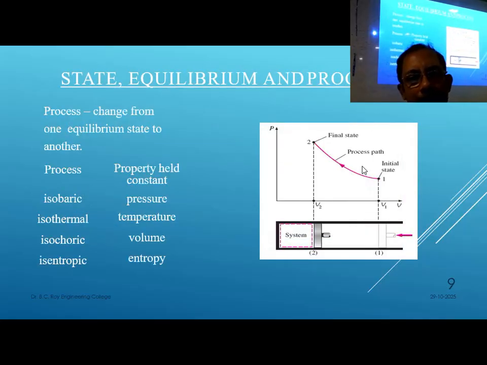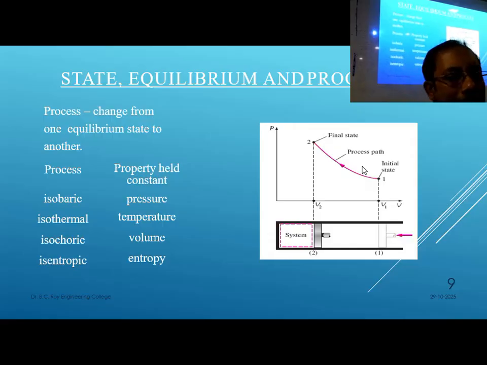So now, the next topic: different types of processes. Isobaric, isothermal, isochoric, isentropic. Isobaric means throughout the process the pressure is constant. Isothermal, temperature constant. Isochoric, volume constant. Isentropic, entropy constant. Iso means same. So isobaric, isothermal, isochoric, isenthalpic, these are all called processes in which a particular parameter remains constant. Other parameters may vary, but one parameter remains constant.